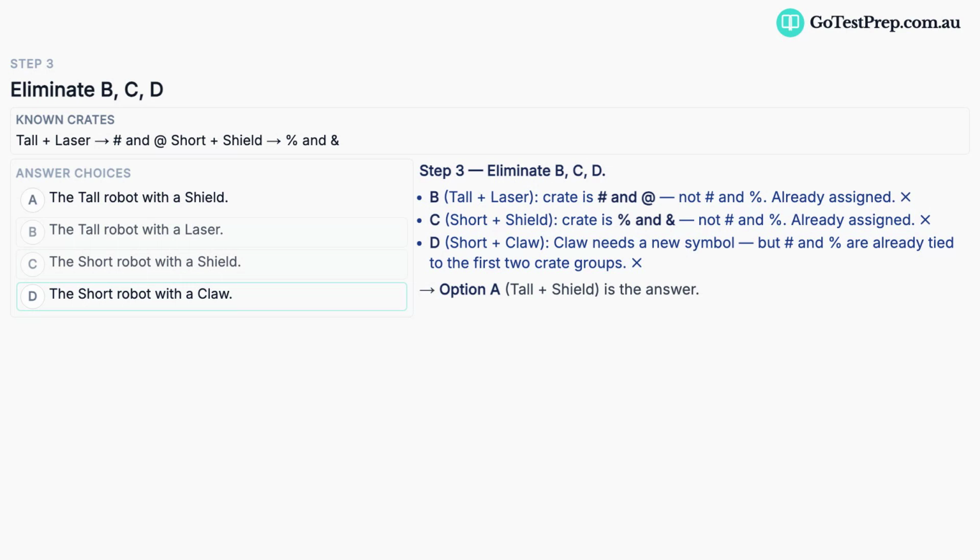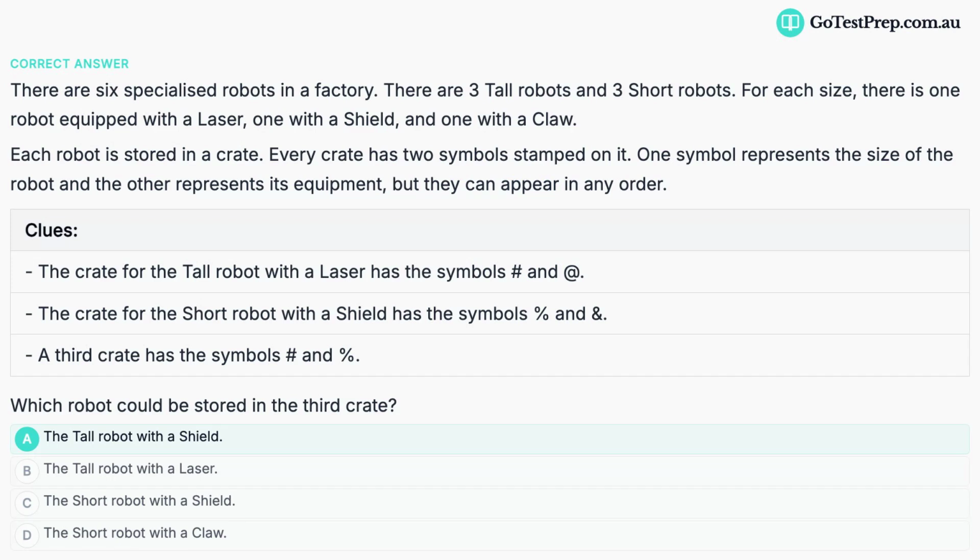Option C is out. Option D is the short robot with a claw. A claw robot would need a new symbol, but hash and % are already tied to the 2 known groups. There is no claw symbol available here. Option D is out. Option A, the tall robot with a shield, is the answer. So the correct answer is option A, the tall robot with a shield. Nice work following along.